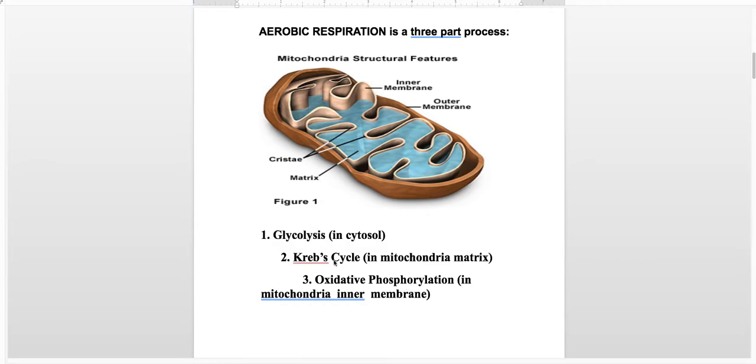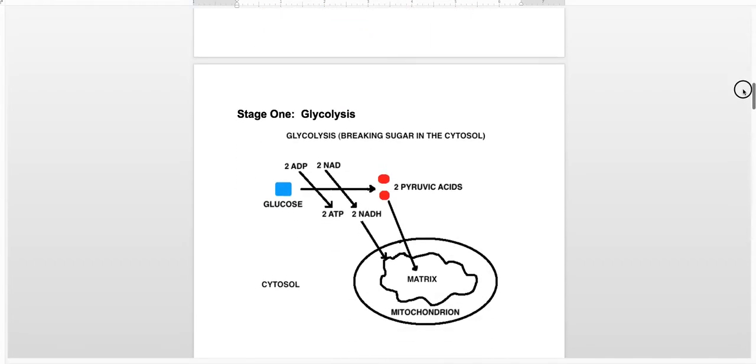We're going to go through each of these three stages in a lot of detail, and I'll probably devote a separate screencast video to each stage. So there'll be a video for glycolysis, another one for Krebs, another one for oxidative phosphorylation. But we're going to start with glycolysis, the breaking down of food out here in the cytosol. And the food we're going to focus on is sugar, glucose. So we're going to look at the breakdown of a glucose molecule through this aerobic respiration process.